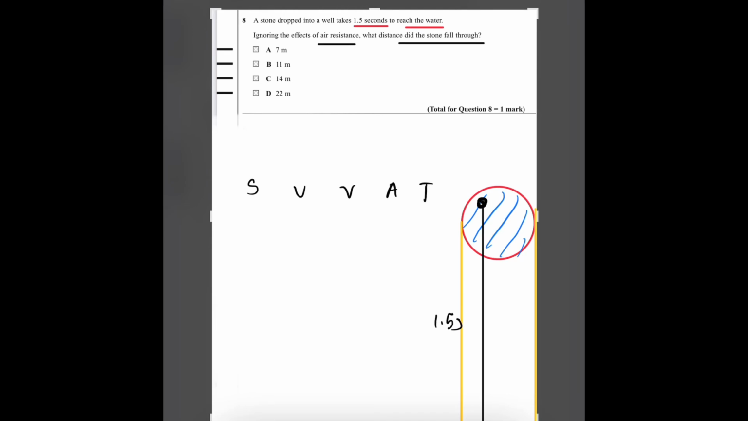SUVAT, where S is the displacement, U is the initial velocity, V is the final velocity, A is the acceleration, and T is the time, right? So we need to find the displacement. We have the initial velocity of 0, since it says that the stone is dropped. The final velocity, we do not need that. The acceleration is g, gravity. For earth, the value of g is 9.81, and the time is 1.5 seconds.